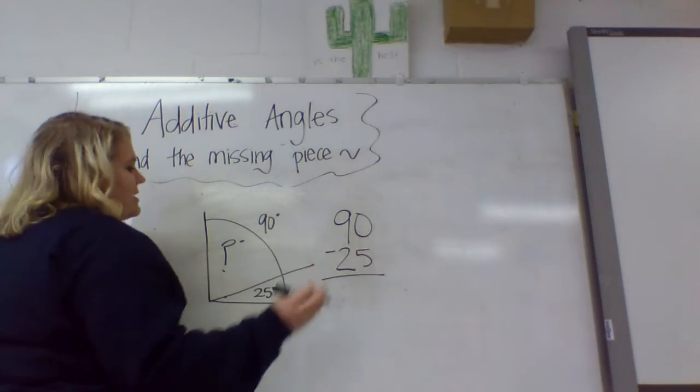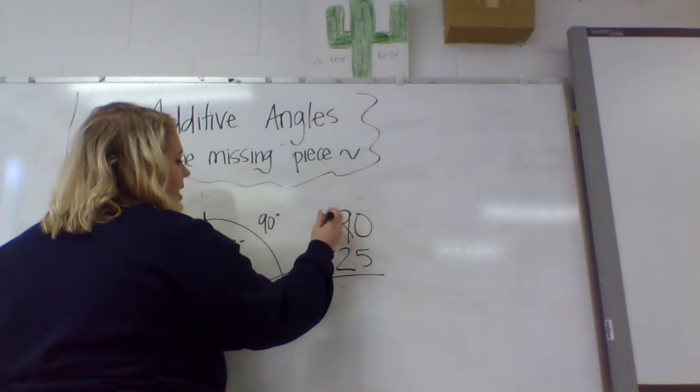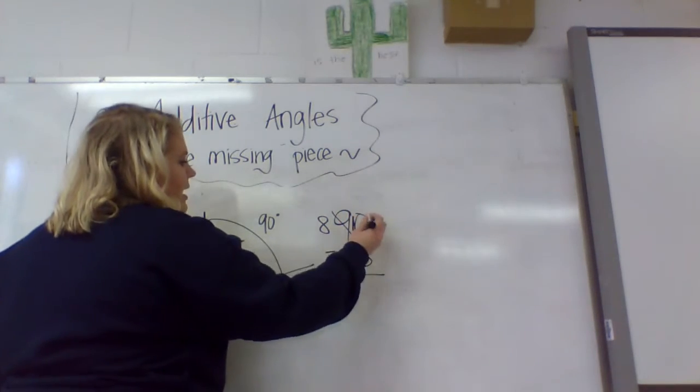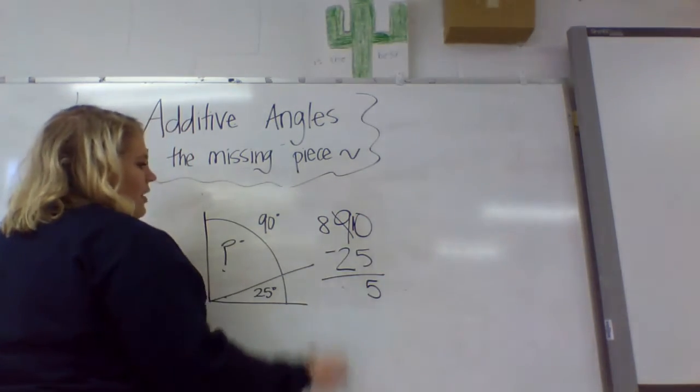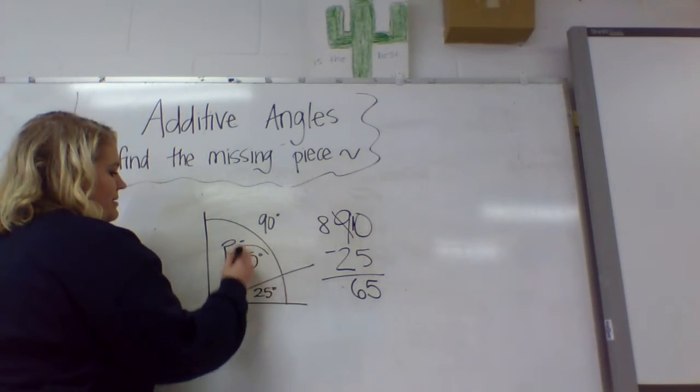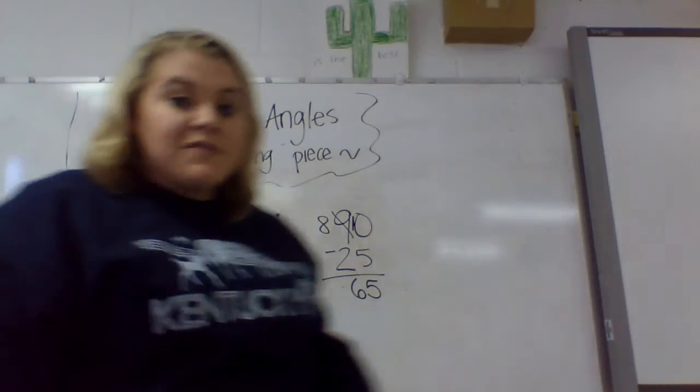Okay, well 0 minus 5, I can't do that, so I'm going to borrow from my 9. He's going to turn into an 8. My 0 is going to turn into a 10. 10 minus 5 is 5. 8 minus 2 is 6. That means my missing piece is 65 degrees.